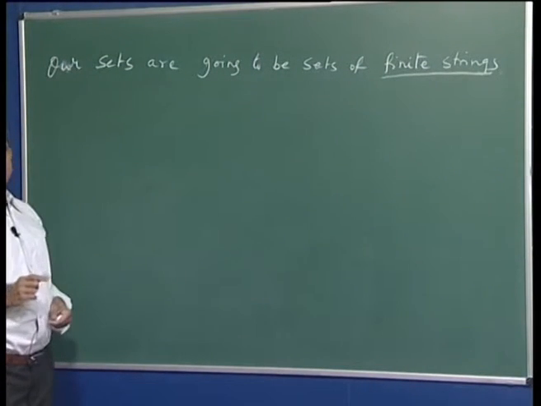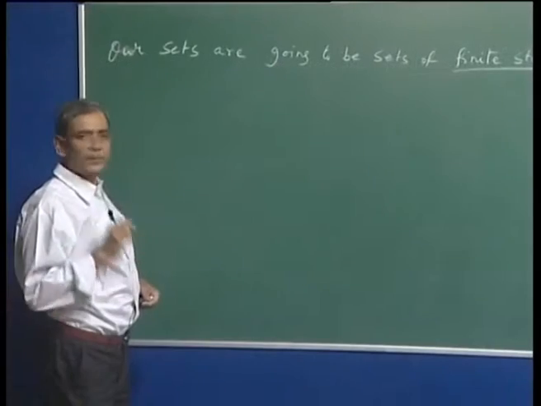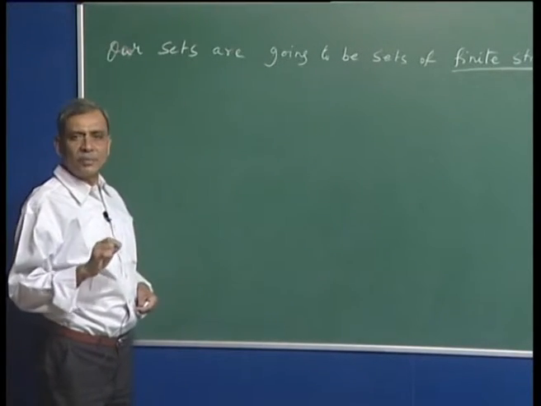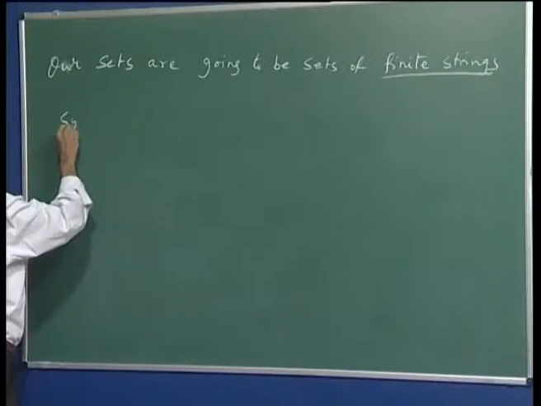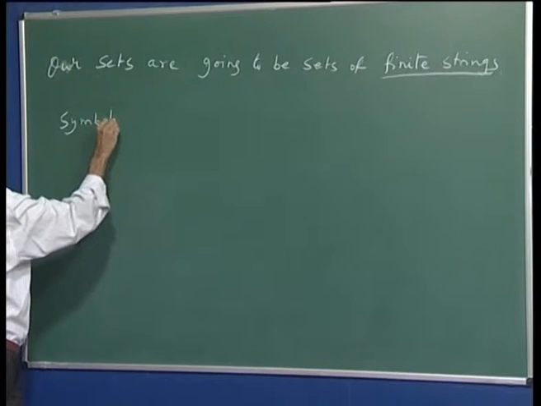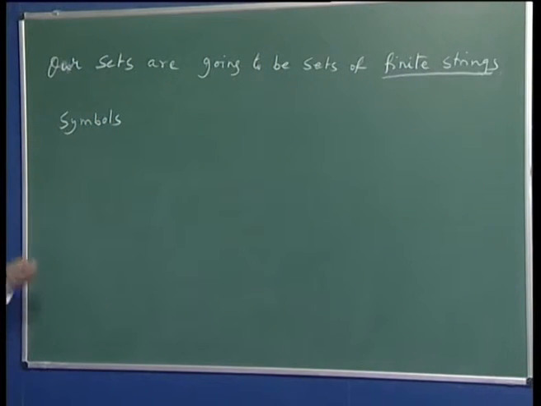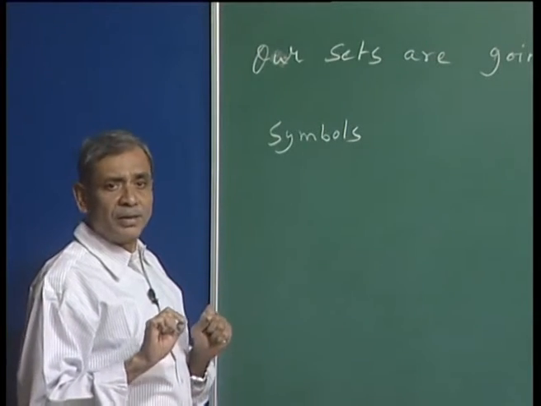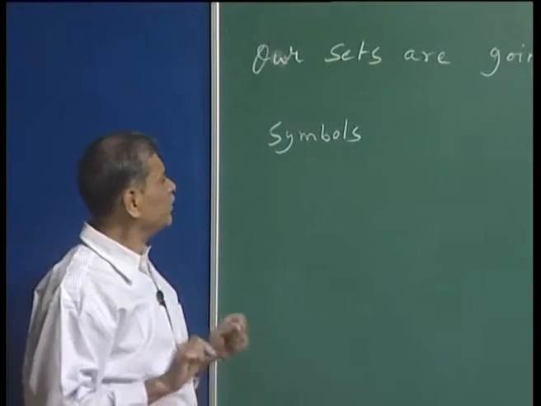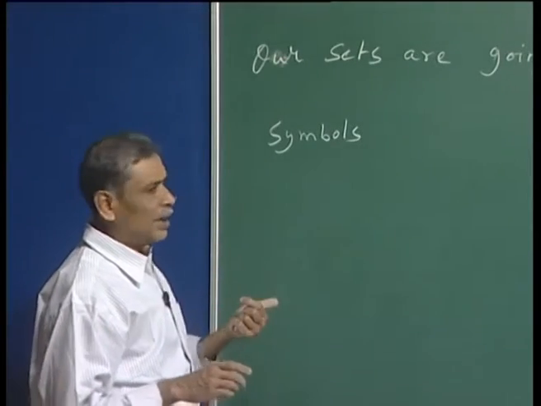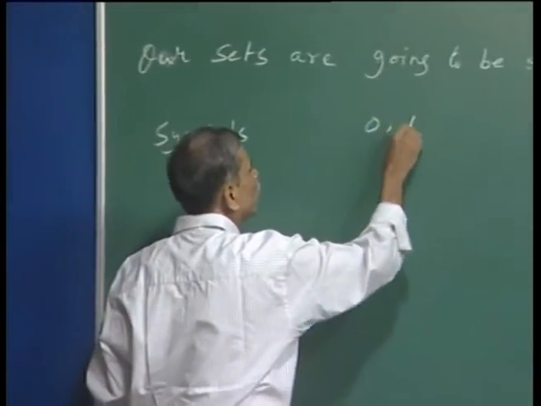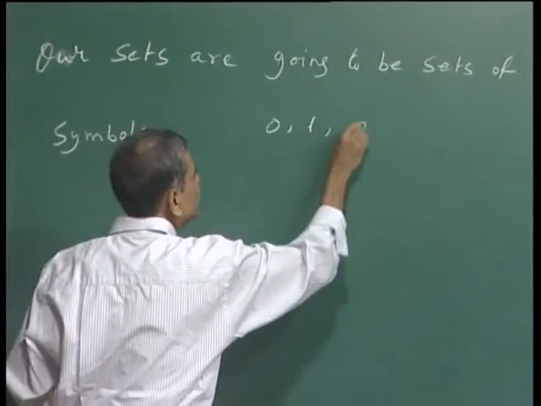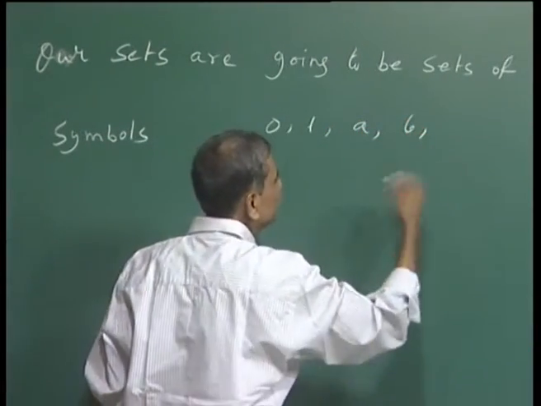And to talk of strings, I need to first talk of alphabet, and to talk of alphabet, I need to talk of symbols. So let me first use the term symbol. What is a symbol? We are not going to define it. Only thing we would like to say about symbols, that they are as you know them. For example, 0, 1, these are symbols, right? Similarly, A, B, these are symbols, right?